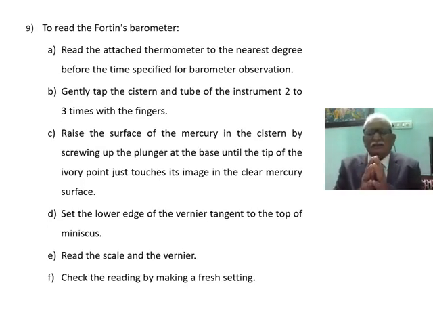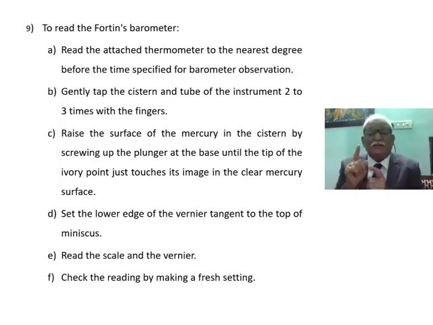There are certain basic standard procedures. So, a simple procedure, what is it? Read the attached thermometer. There is a relation between the pressure and temperature. That's why, read the attached thermometer to the nearest degree before the time specified for the barometer observation. As I said, for the instruments in a meteorological or agrometeorological observation, there are fixed timings. So you just read the thermometer as per the specified timing, then gently tap the cistern.